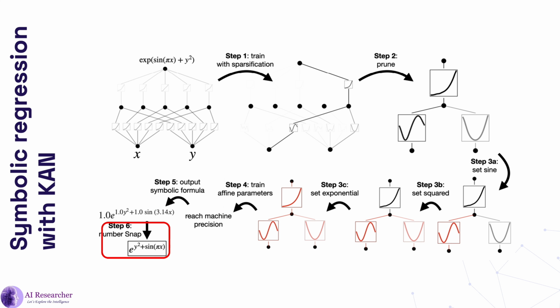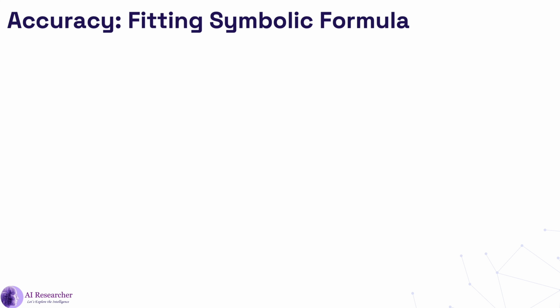And the next step is number snap. This is applied to the output formula to adjust numeric values to more standardized and meaningful figures. So this whole process effectively translates complex data into a concise symbolic mathematical expression through these steps. Now next, we saw that one of the key factors of KAN is accuracy.